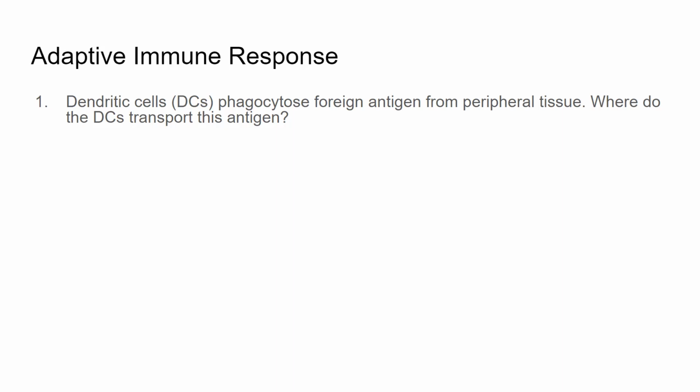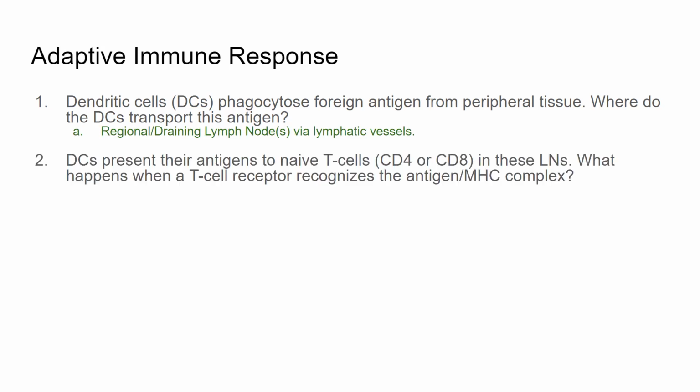And then where do they go? Lymph nodes, good, regional lymph nodes. And they go via the lymphatic system, not by the bloodstream. That's important to know. So they go by the lymphatics, okay? So Cassie kind of talked about this already, but in lymph nodes, they present their antigens to naive T cells. What happens when you get a match with a T cell receptor and an antigen on MHC? You get proliferation, right? That T cell gets activated and stimulated to proliferate because we found a match, right?